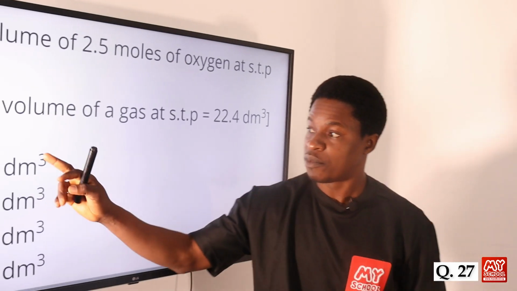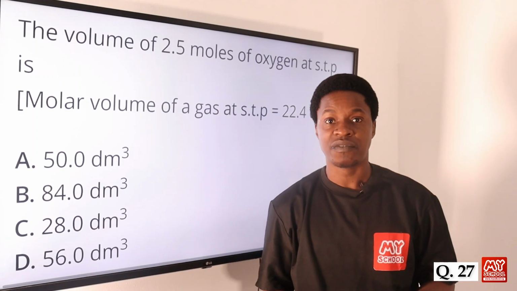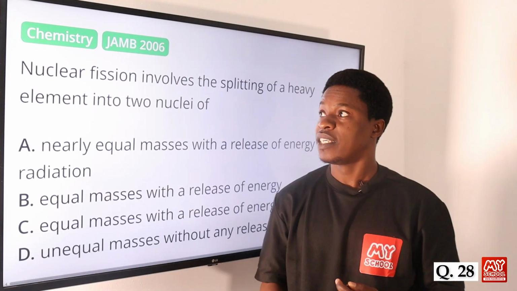Option A says 50 dm³, 84, 28 and 50. So the correct answer is option D, 56 dm³.